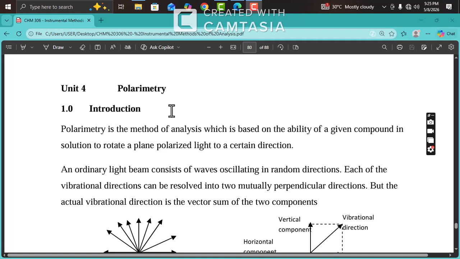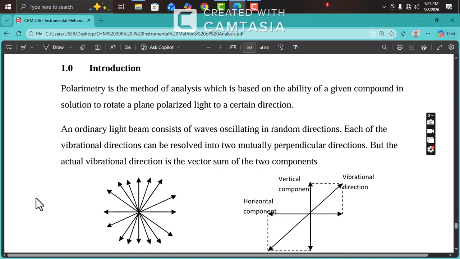Now to our next technique, that is polarimetry. Polarimetry is the method of analysis which is based on the ability of a given compound in solution to rotate a plane polarized light to a certain direction. You can look at the diagram below.